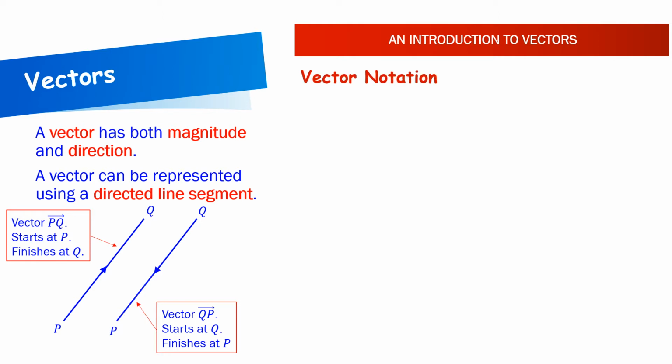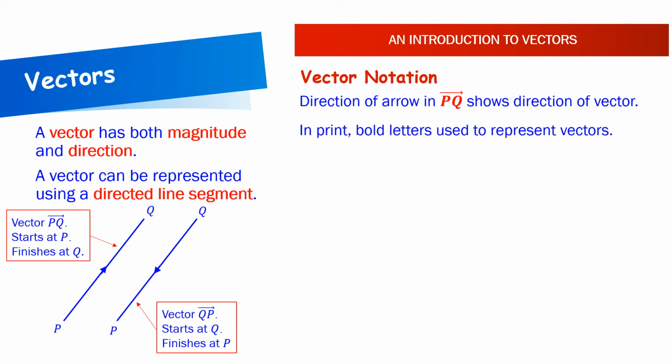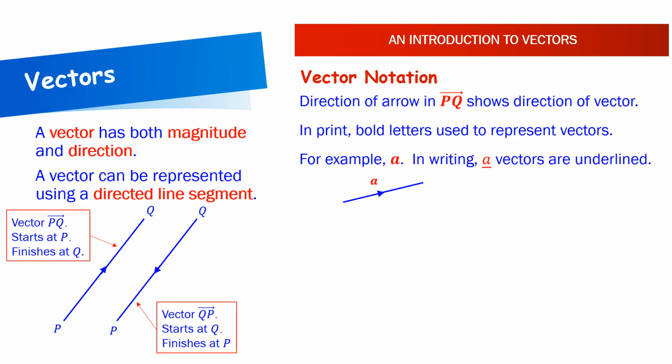Let's now take a look at some more vector notation. The direction of the arrow in PQ shows the direction of the vector. In print, bold letters are used to represent vectors. So, for example, the red A highlighted in bold will look something like this. In writing, vectors are underlined, as shown.